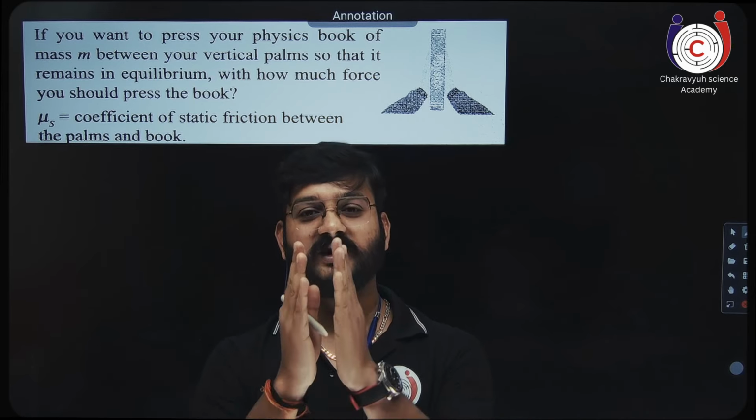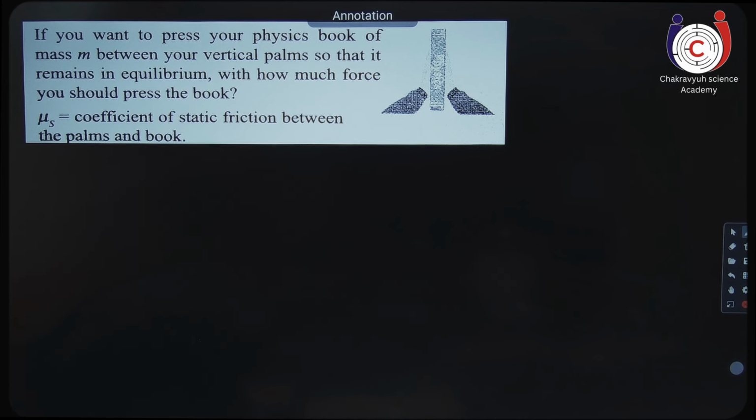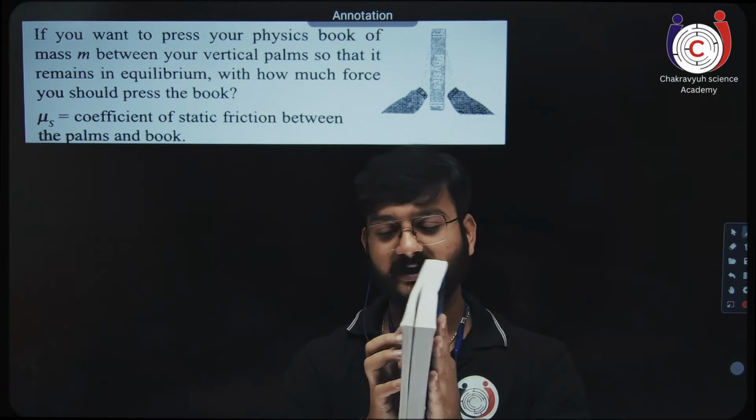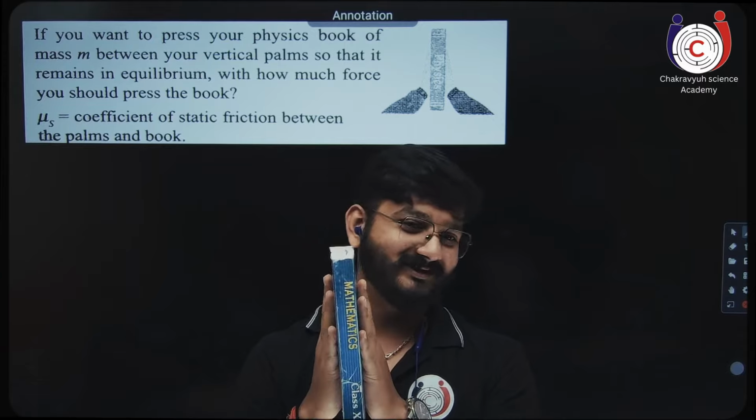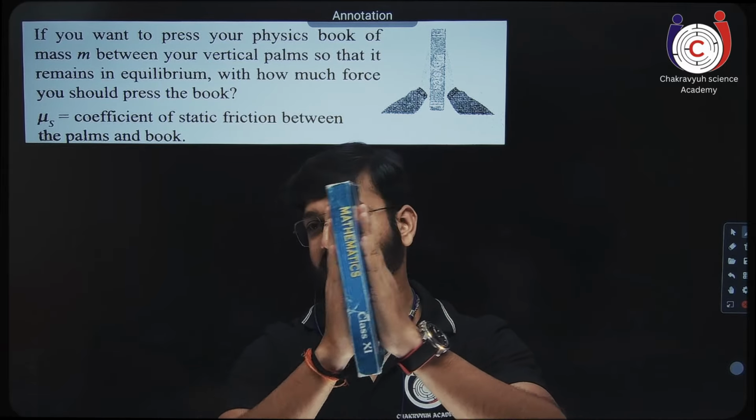Friction always opposes the relative motion between two surfaces. Are you guys understanding? Suppose this book is there, the same thing. Instead of physics, we have taken maths. That's the only difference. So if I'm holding the book from both the sides, what are the contacts?